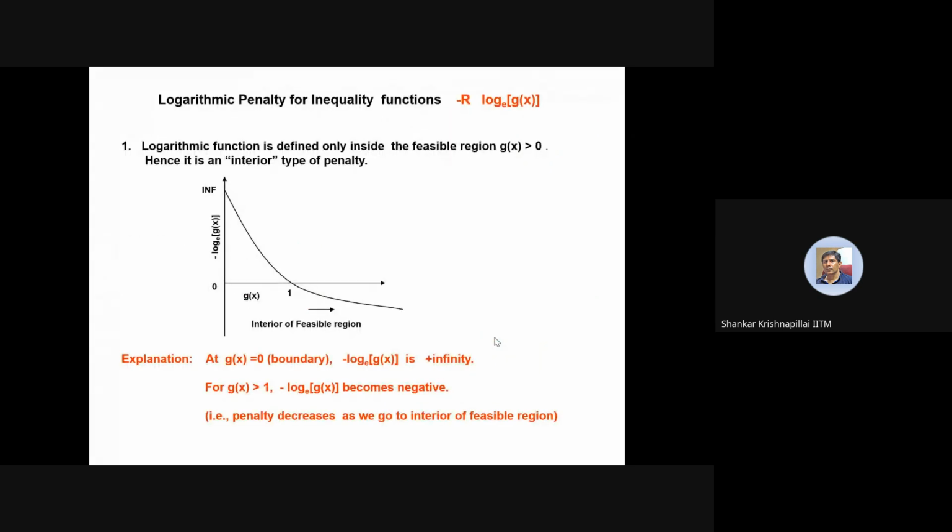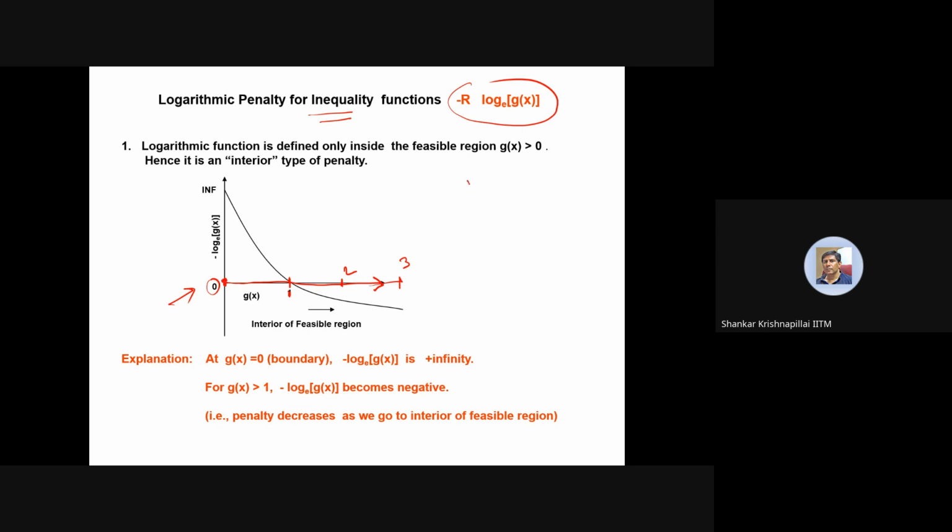Then another penalty function used for inequality constraints, but not very popular, is the logarithmic penalty function. It is defined as -r into log g of x to the base e. How it works is explained in this diagram. This is the interior of the feasible region. On the boundary of the feasible region, g of x is equal to 0. As you go inside, g of x is 1, 2, 3, etc.